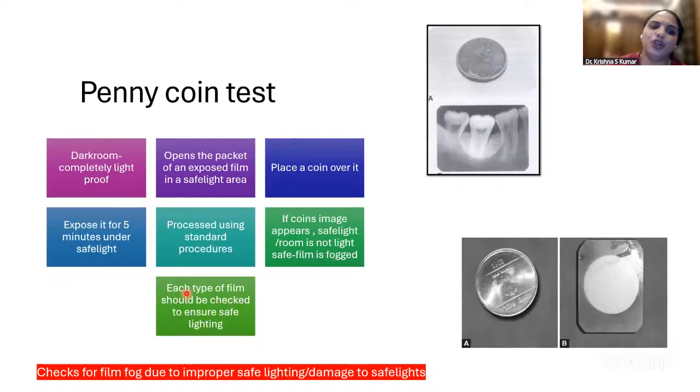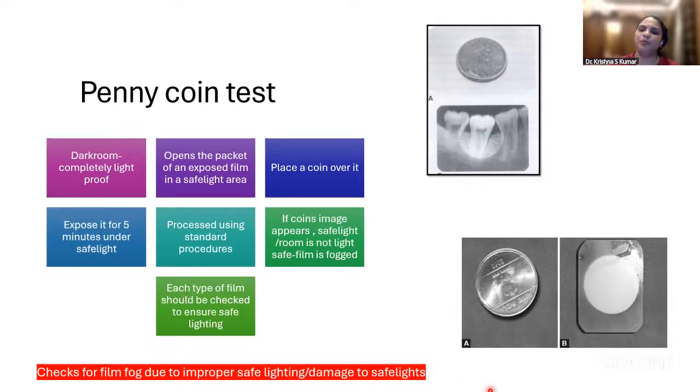Another short note, and the one which is very, very commonly asked for Viva as well as MCQ, is about the penny coin test. Penny coin test is used to check for improper safe lighting or any damage to the safe light. So, in a dark room, after making sure it's completely light proof, you have to open the exposed film or an unexposed film in a safe light area.